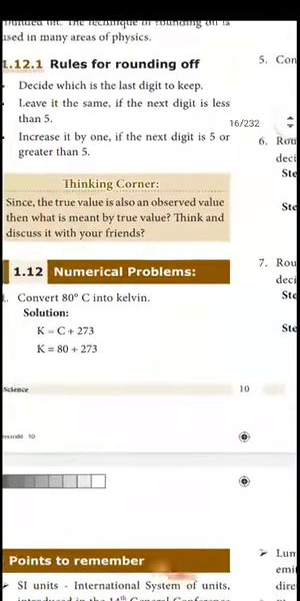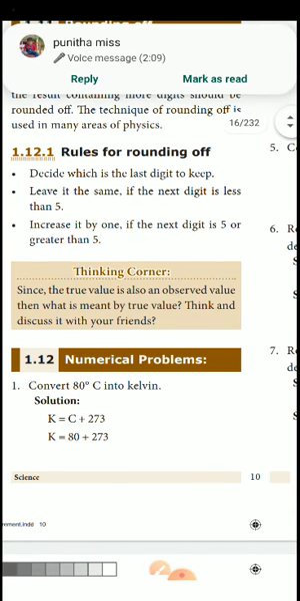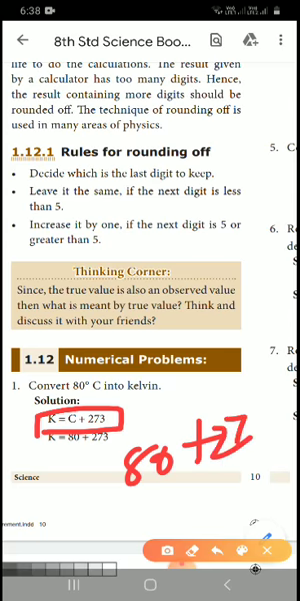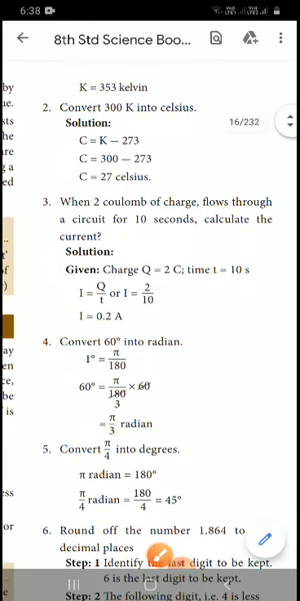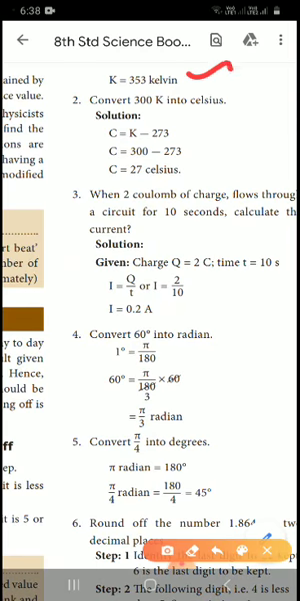So some numerical problems they are giving. Convert 80 degrees Celsius into Kelvin. What is the formula? Kelvin formula is C plus 273. So 80 plus 273, what is the answer? 353 Kelvin. Easily you can do that. Next sum is convert 300 K into Celsius. This is K minus 273, so 300 minus 273 gives 27 Celsius. So this is an easy sum.